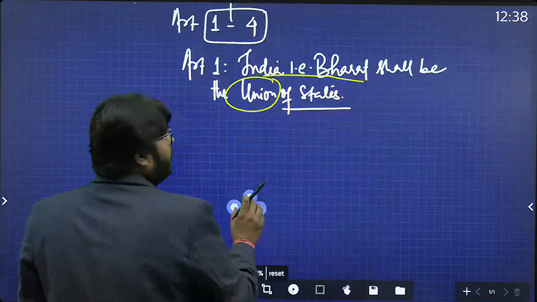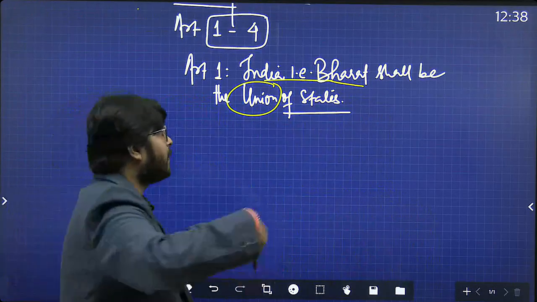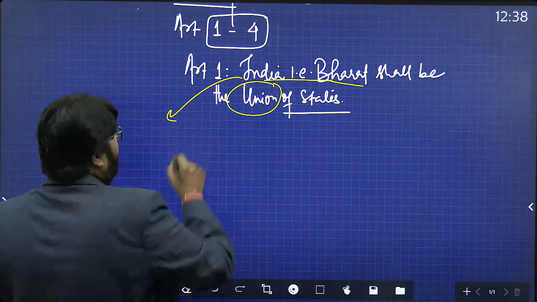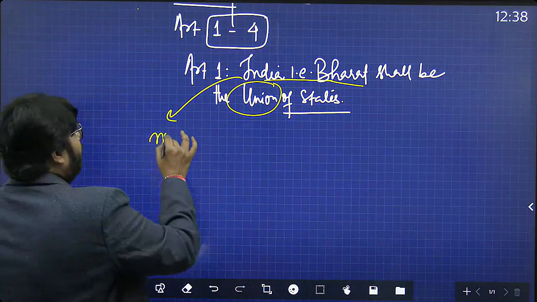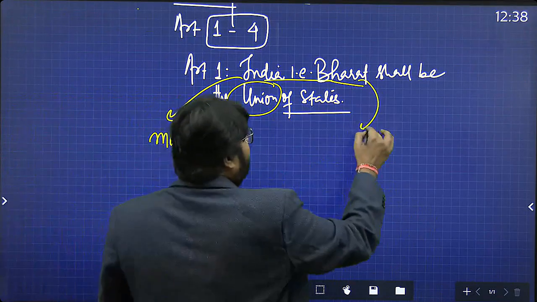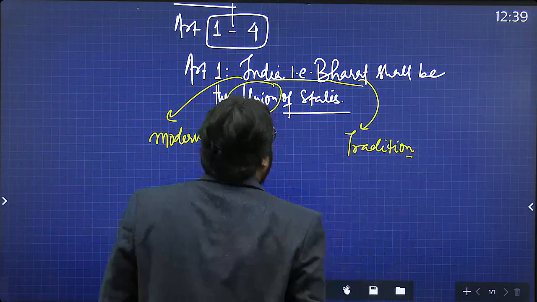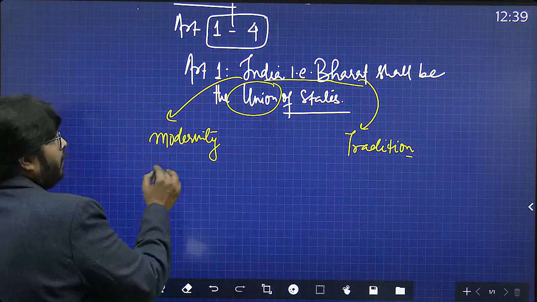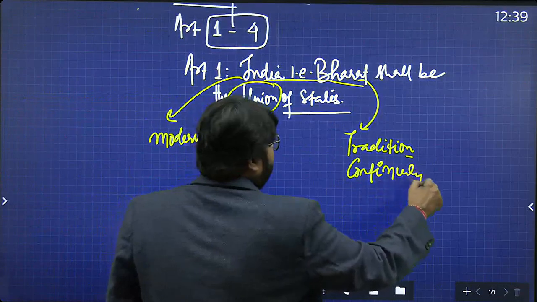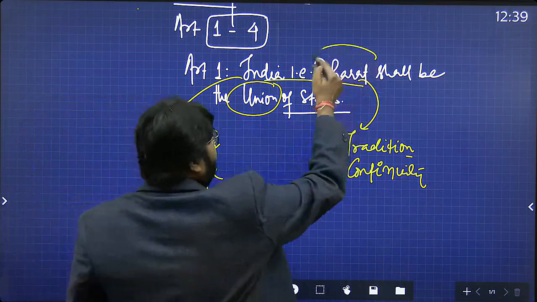Obviously, there have been various debates regarding this. We'll talk about current issues, many things. But let us be very clear here. When we use the word India, we somewhere think of modernity. When we use the word Bharat, we think of tradition, continuity. Change. In the Constituent Assembly, people were mostly in favor of this.